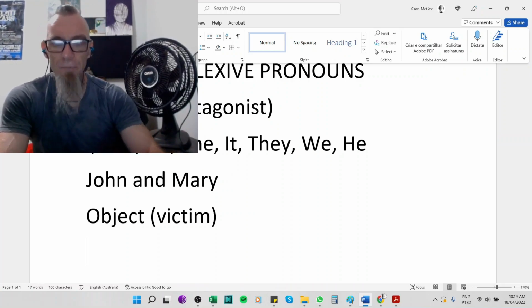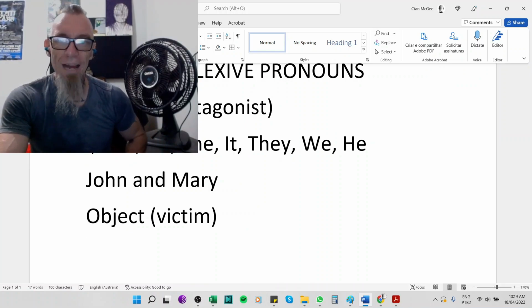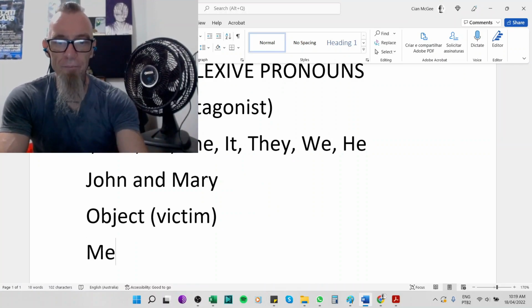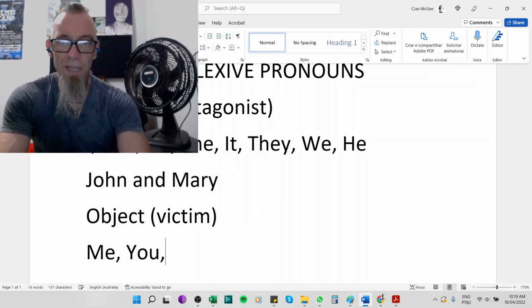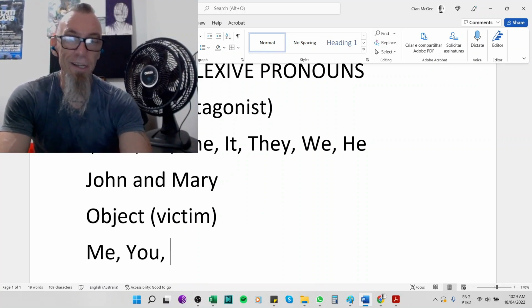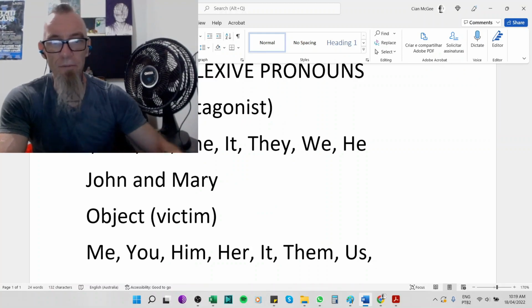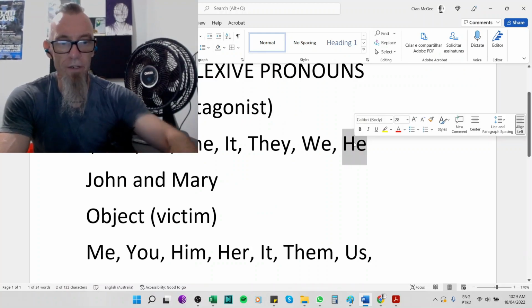And so in that case, we know what happens if I am the person who's doing the action. Well, when the world is unfair, then it's happening to me. You, nothing changes. You stays as you. He, when he is doing the action, everything is fine. When he's receiving the action, the world is happening to him. The world is happening to her. The world is happening to it. The world is happening to them. The world is happening to us. And we repeated he here for no reason whatsoever.